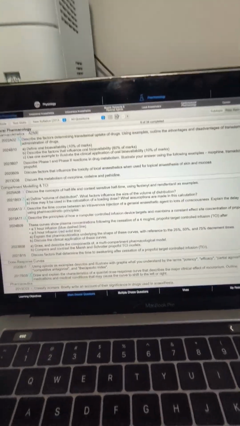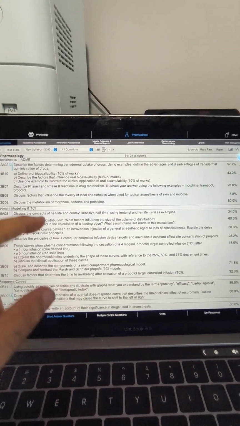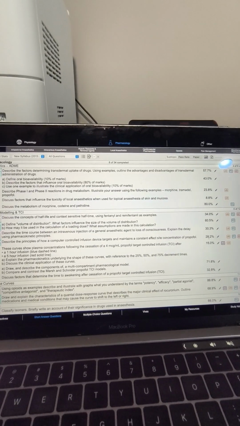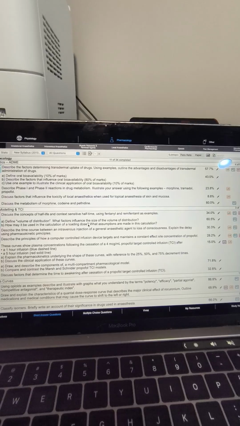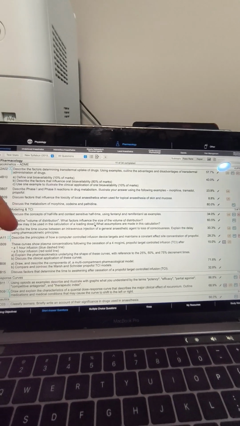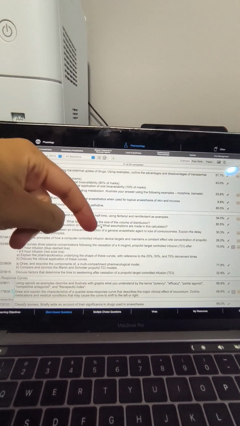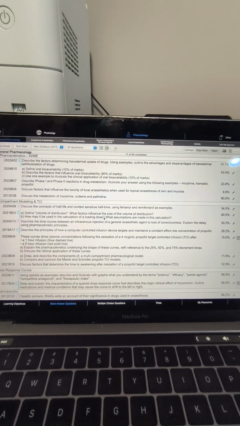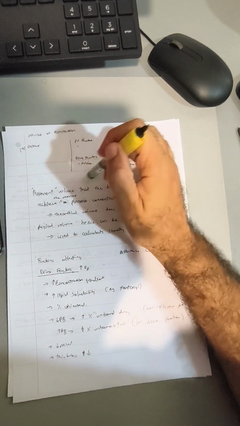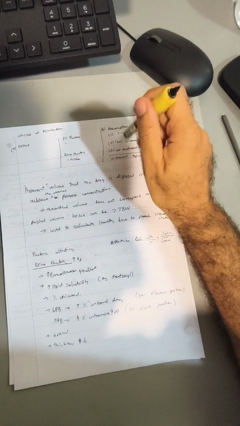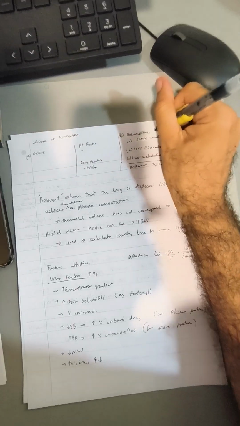So the question comes like this. Define volume of distribution. What factors influence the size of volume of distribution? How can we calculate it, and what assumptions are used in this calculation? So the question lends itself to a structure. Define volume of distribution. What are the factors? And then we can talk about the assumptions and calculations.